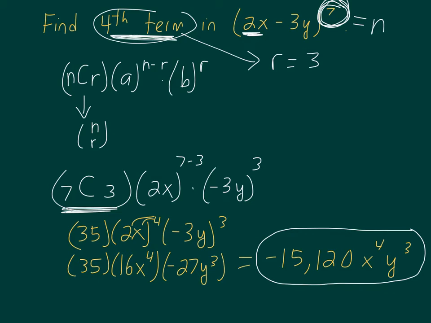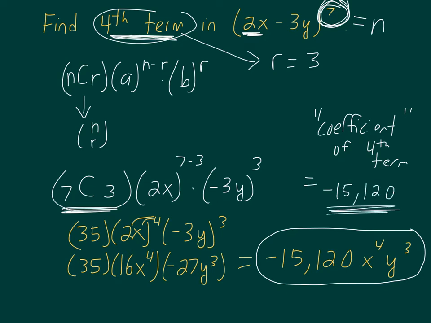Keep in mind that if the question said to find the coefficient of the fourth term, that would only be the 15,120 number, so you would not include the variables. Sometimes you will see word problems that say find the coefficient of the term, so that would only be the number in front. In this case it says find the fourth term, so we want the entire thing.